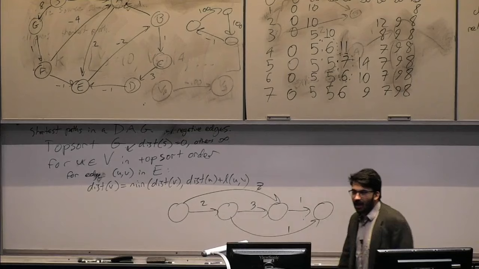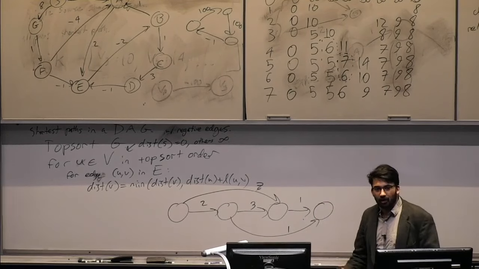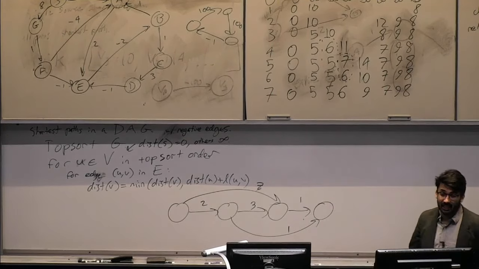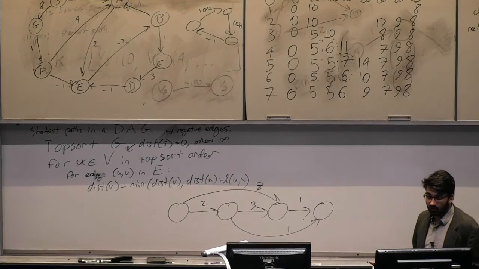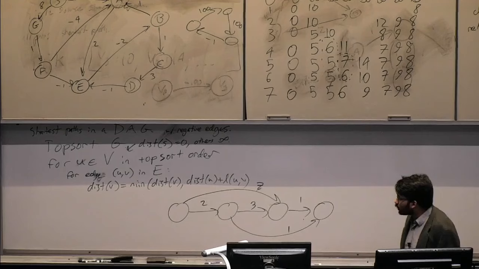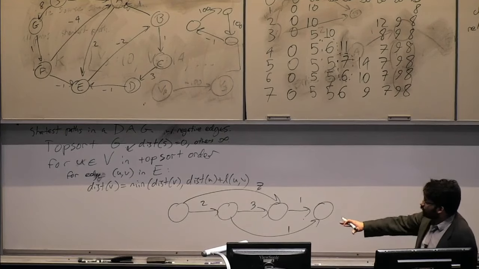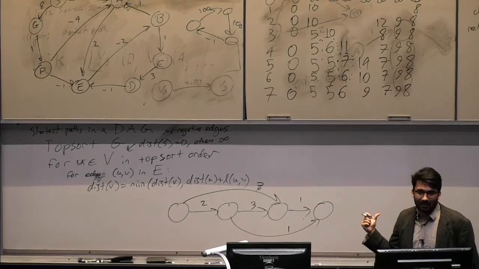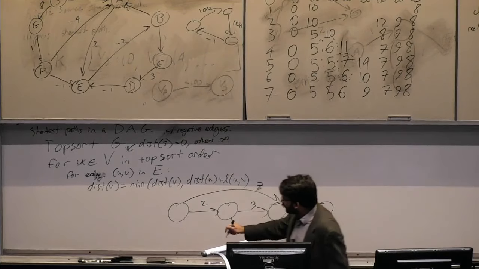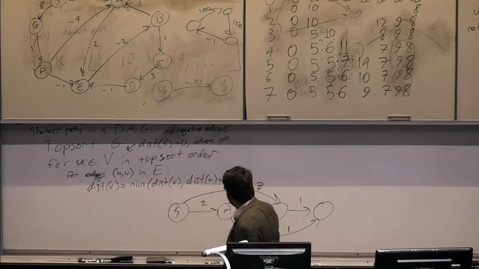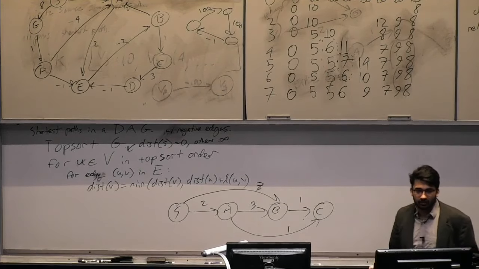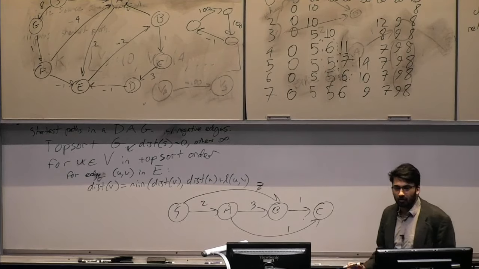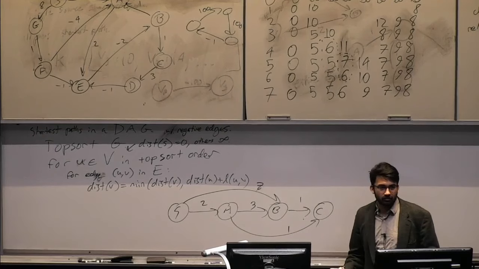The shortest path from a start to something, assuming your start is one of the roots, one of the sources, something that comes first in the top sort, has to go through things before it and none of the things that come after it. If we call this S, A, B, C, the shortest path to A cannot include B or C, simply by top sort properties. That's why it works, right?